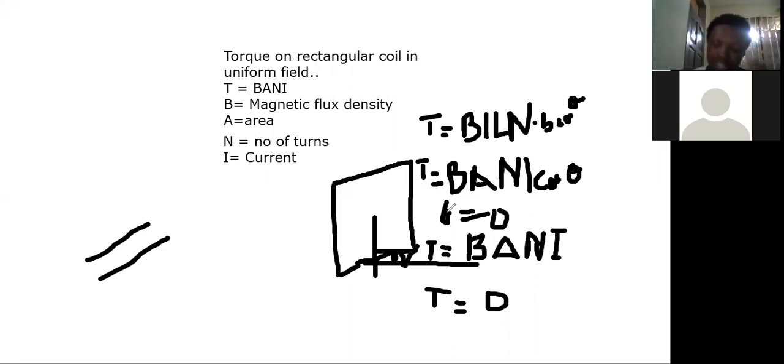Now, it is this same principle that was used to make what we call the galvanometer. A galvanometer is an instrument normally used to detect current and potential difference. Way back in school we've been learning about the galvanometer, but most of us haven't seen it. What we always know is the ammeter and the voltmeter. The galvanometer can act like an ammeter and also like a voltmeter, but it is used to detect current and potential difference.